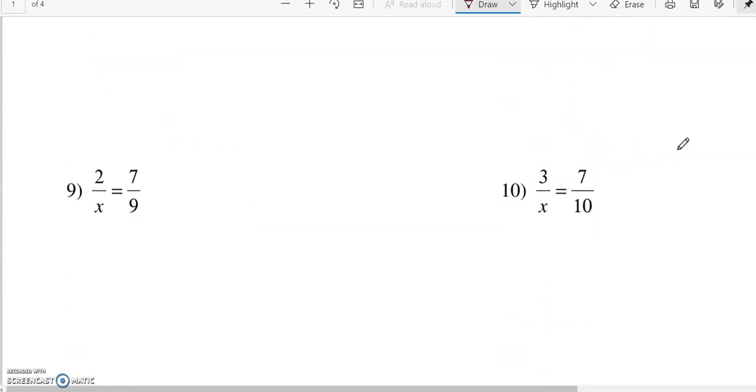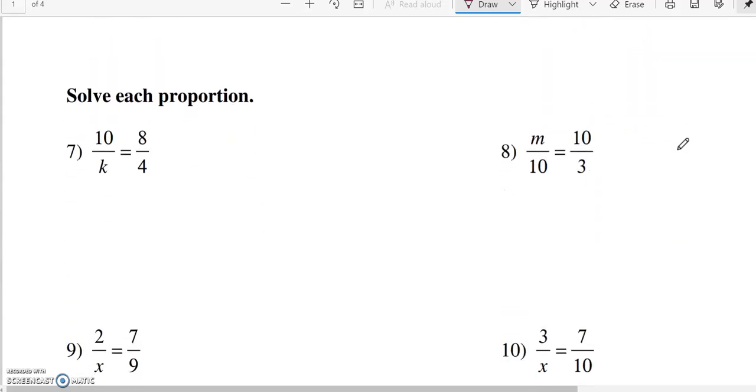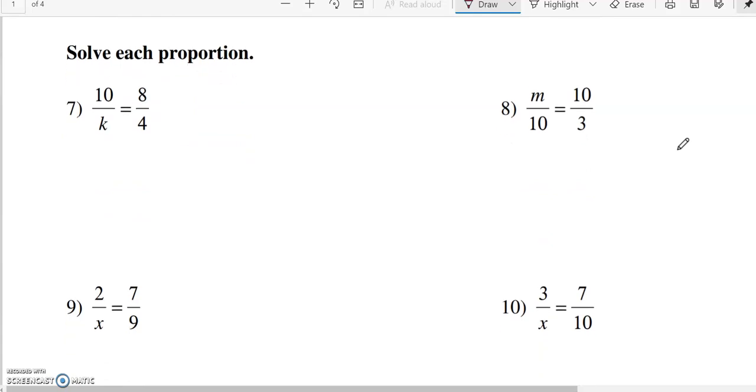Now I am going to another type of question. So in your notebook you will mark this as question number 2. Question number 2 says, solve each proportion. Our steps are still the same. This says 10 over k is equal to 8 over 4. This k is an unknown quantity, so we have to find the value of k.